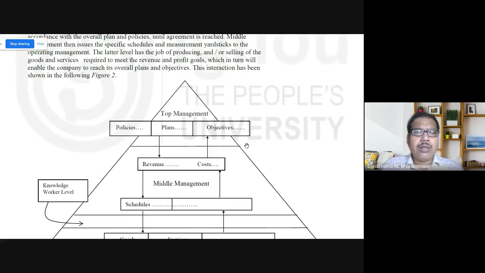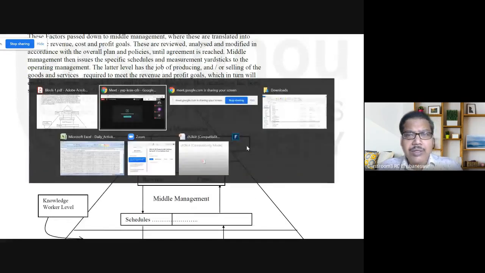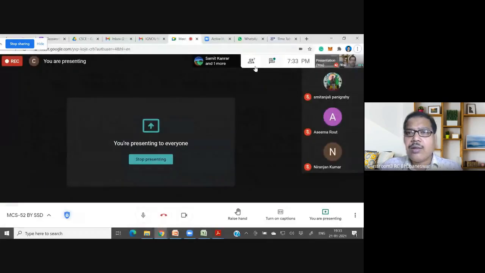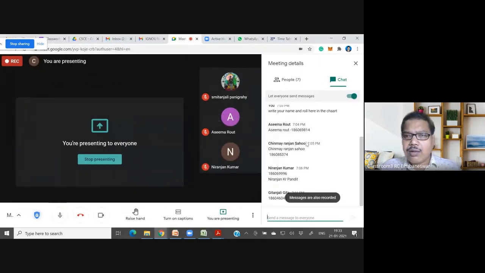Okay, anybody who has not written their roll number can write their name and roll number here for attendance.